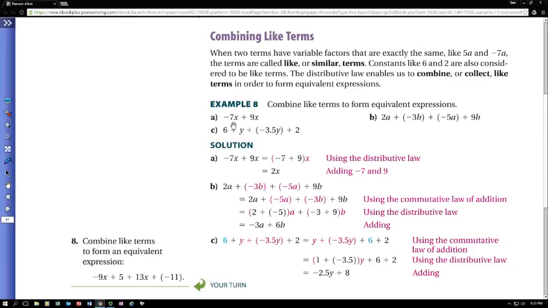But I can notice that this one has a variable of x in both of these. Remember, these are factors, really. This negative 7x is negative 7 times x. This 9x is 9 times x. They're parts of a multiplication, which are called factors.